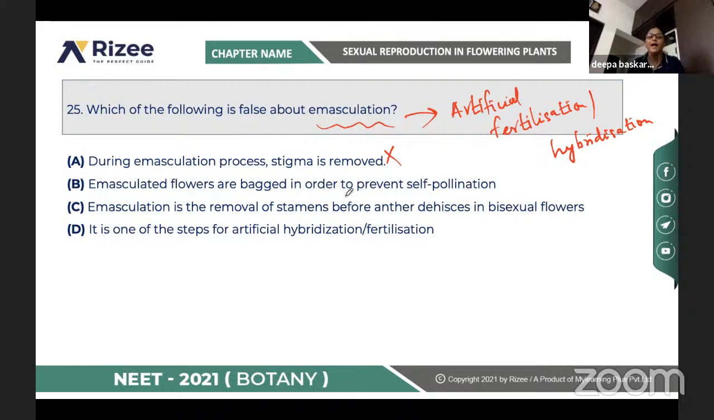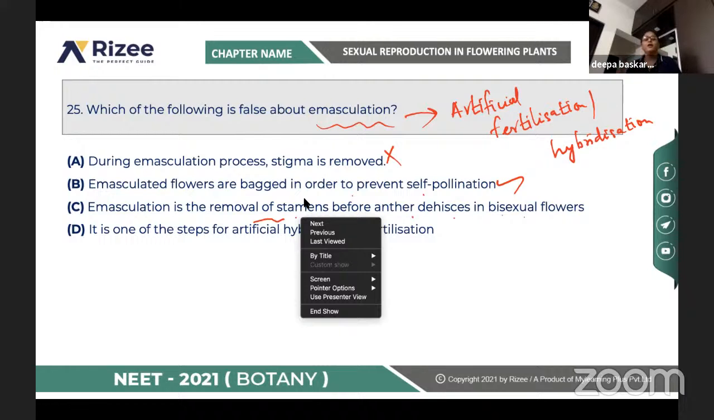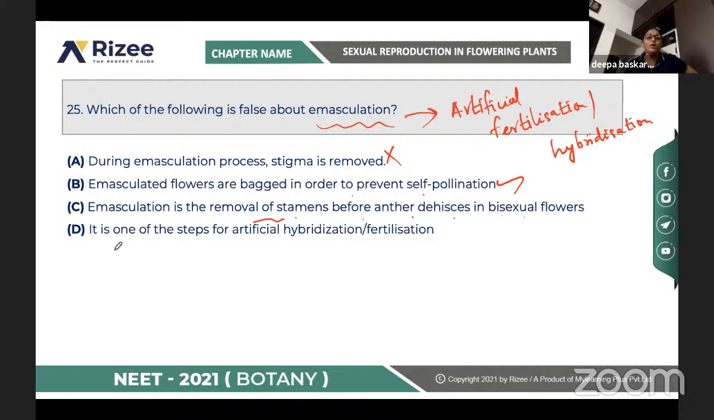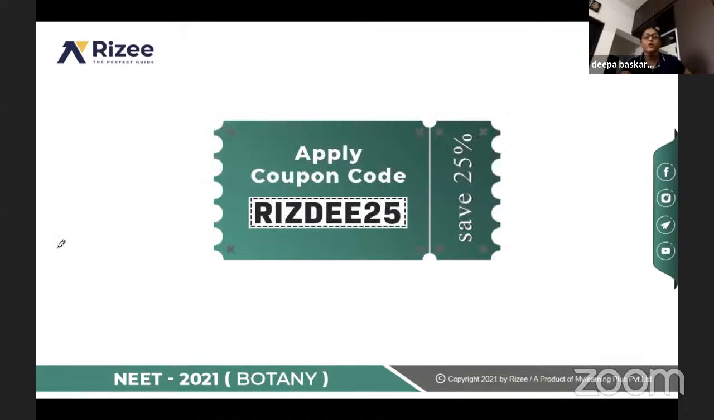Emasculated flowers are bagged in order to prevent self-pollination. Yes. Emasculation is the removal of stamens before anther dehisces in bisexual flowers. No need to remove; if you tie a bag, we can collect the anthers. It is one of the steps for artificial hybridization or fertilization. Yes, this is also right. So which one is wrong here? During emasculation, there is no correlation between stigma and emasculation. So this is the false statement given here. Okay.